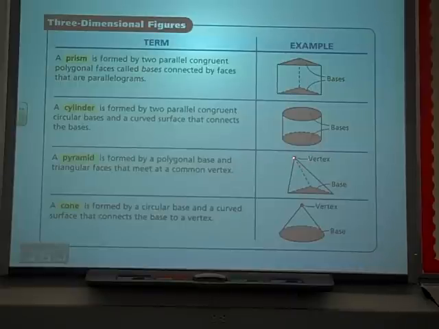And a pyramid here, notice it comes to a point. There's only one base, and then the faces bring it up to a point, and this base is also a face. And a cone comes to a point with one base and the curved edges.